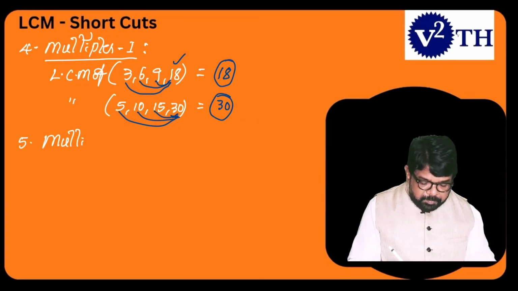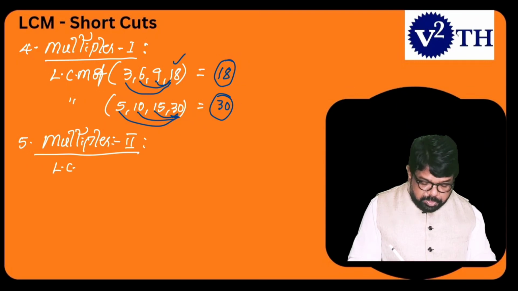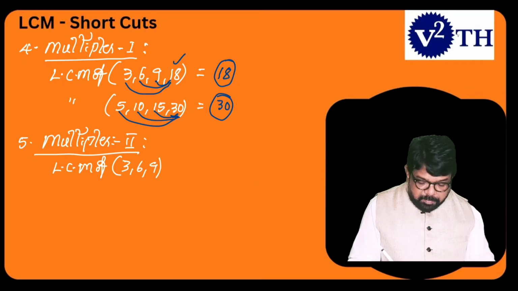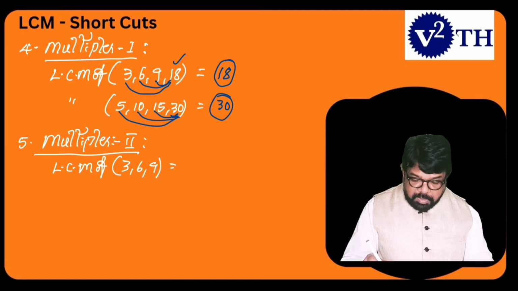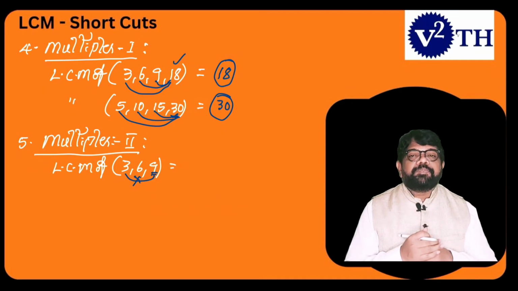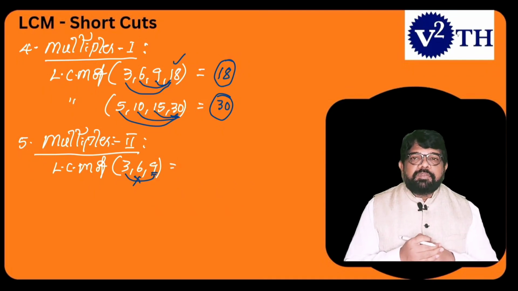Now the fifth one, the second case in multiples. What is the second shortcut? Observe the example and you can understand very easily. Suppose the LCM of 3, 6, 9. By observing here, 9, the larger number, is divisible by 3 but not divisible by 6.